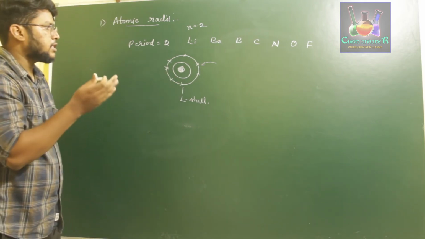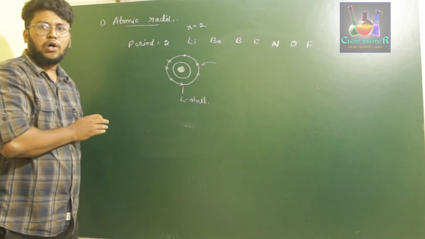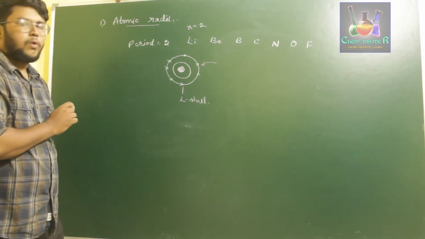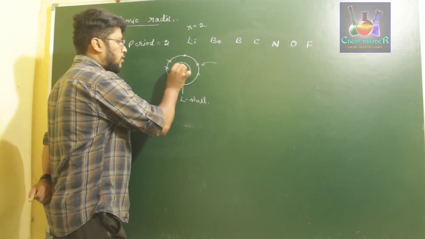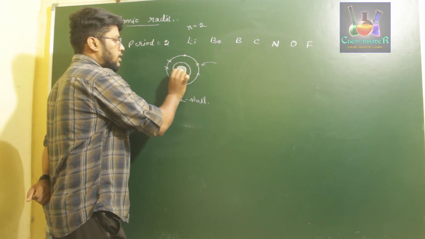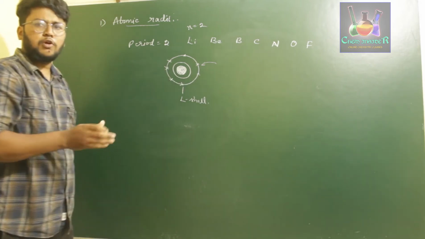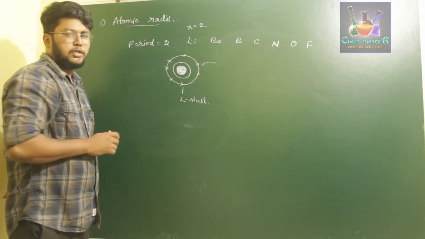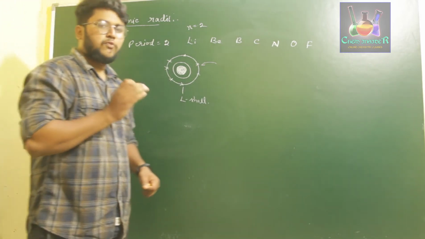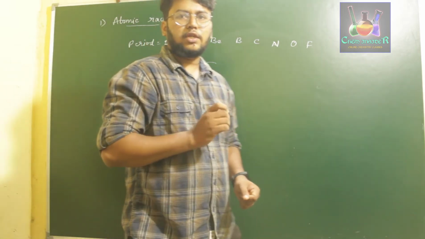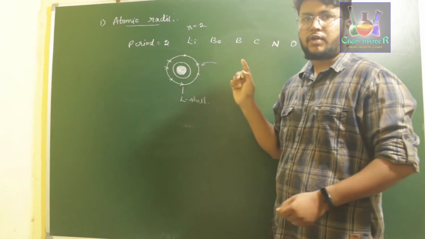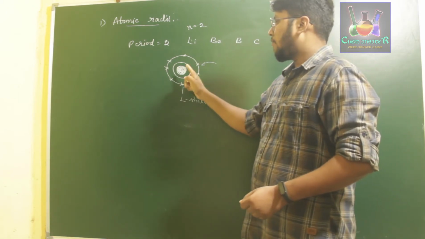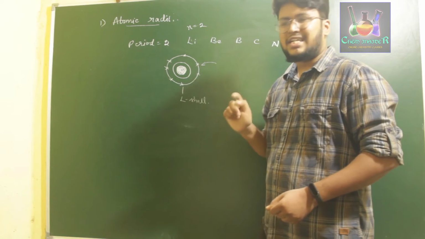When the electrons enter the L shell of the n equal to 2 period, in the same fashion the nuclear charge, that is the number of protons present in the nucleus, also increases. The number of protons and neutrons present in the nucleus increases, which results in an increase in nuclear charge. As the atomic number increases from left to right across the period, the effective nuclear charge at the nucleus increases.